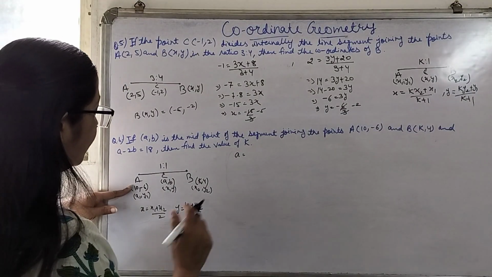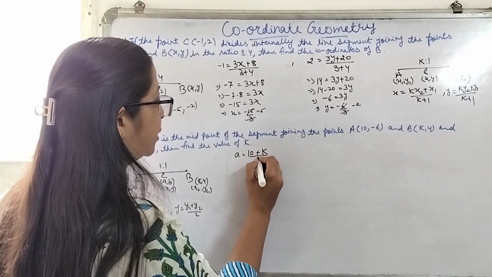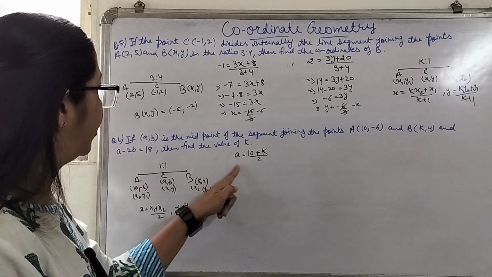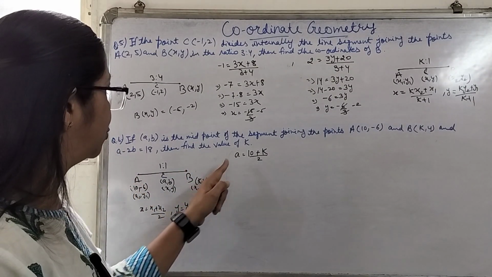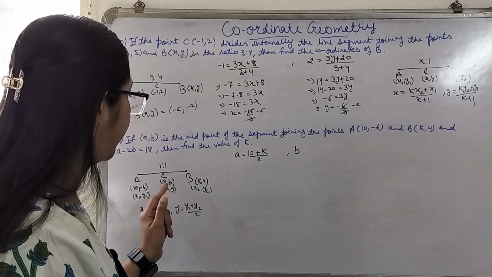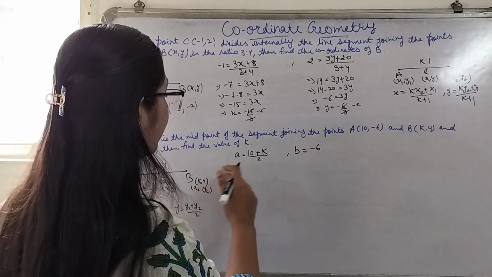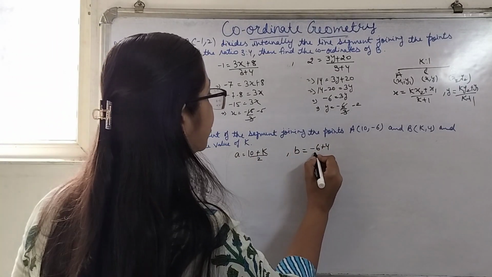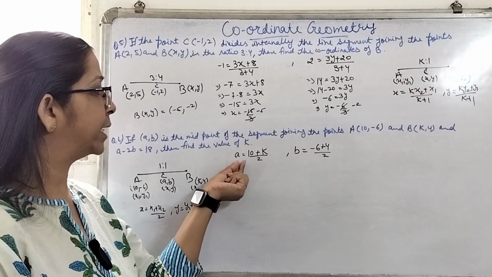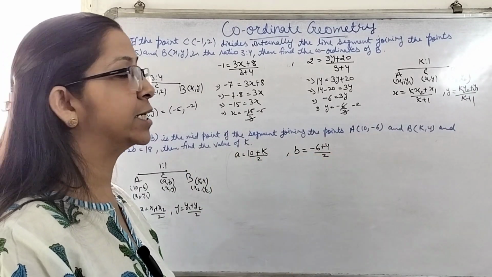Over here, x1 is 10 plus x2 is k, by 2. This is the midpoint. That's the reason the x coordinate of the midpoint, that is a, will be equivalent to 10 plus k by 2. And the y coordinate of the midpoint, that is b, will be equivalent to y1 plus y2, that is minus 6 plus 4, by 2. That is your b. b is the y coordinate, a is the x coordinate, and the value of a will be 10 plus k by 2 and the value of b will be minus 6 plus 4 by 2.